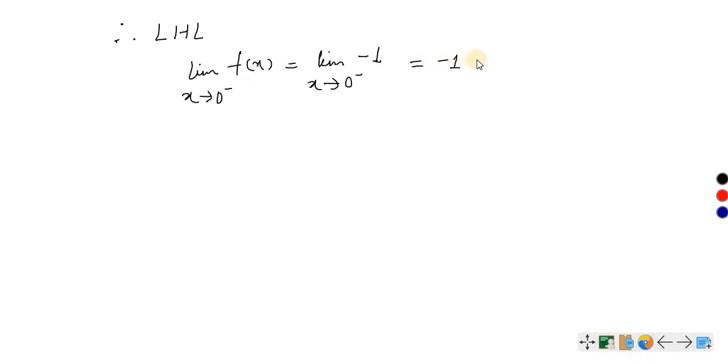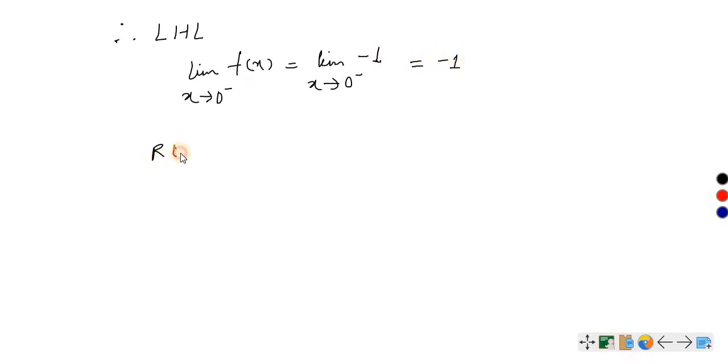Therefore, the left hand limit as x tends to negative 0 of f of x is equal to, we can directly write here, the limit as x tends to negative 0 of minus 1. Negative 0 means less than 0, so it is minus 1, which can be further written as minus 1.